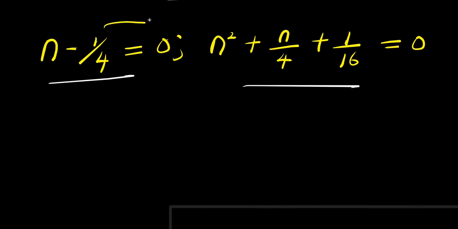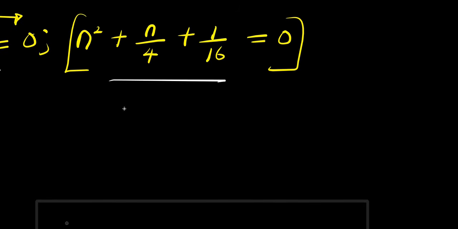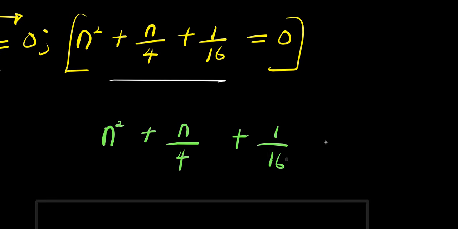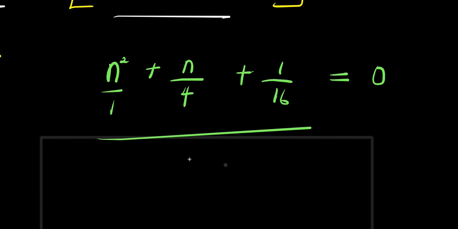To solve this, I move this 1 over 4 over here. I have n equals 1 over 4. This becomes one of my solutions. This is my n1. Let's solve this other quadratic equation. To solve it, I can find the common LCM, but let me recopy it. I have n power 2 plus n over 4 plus 1 over 16 equals 0. This is over 1. The common LCM here is 16.